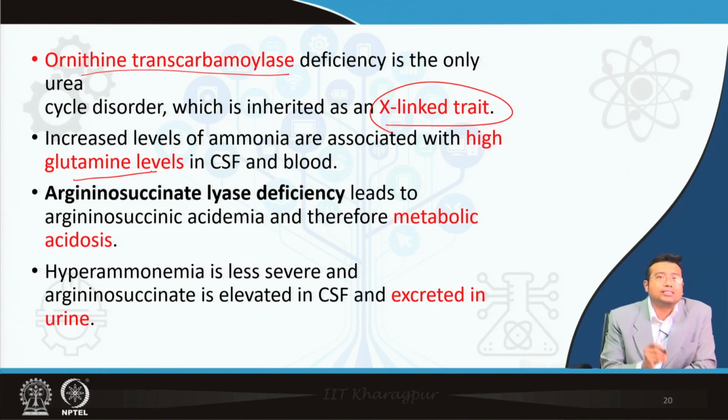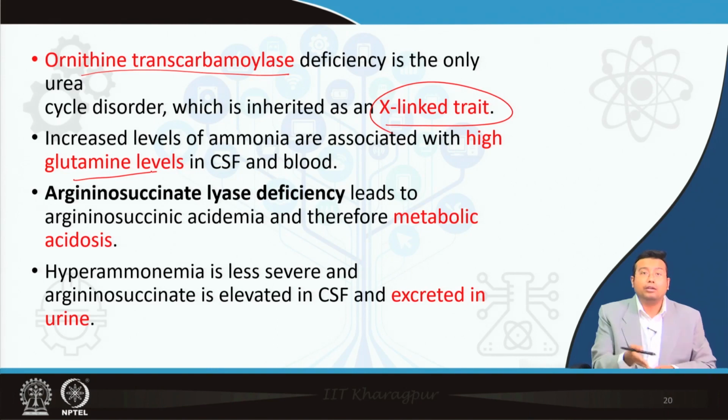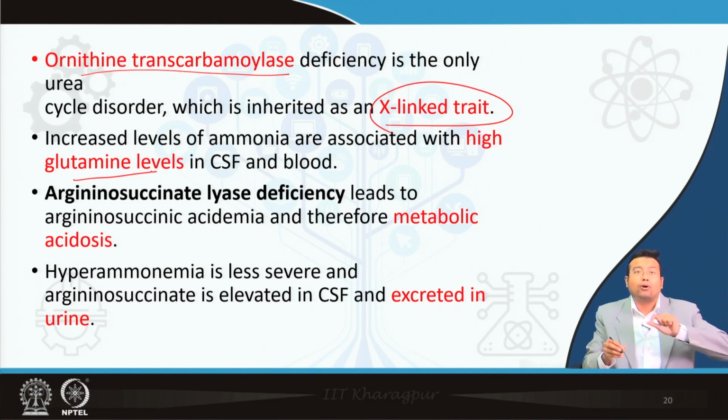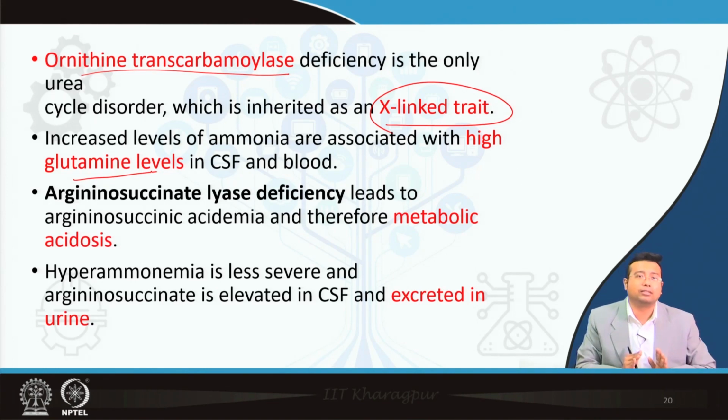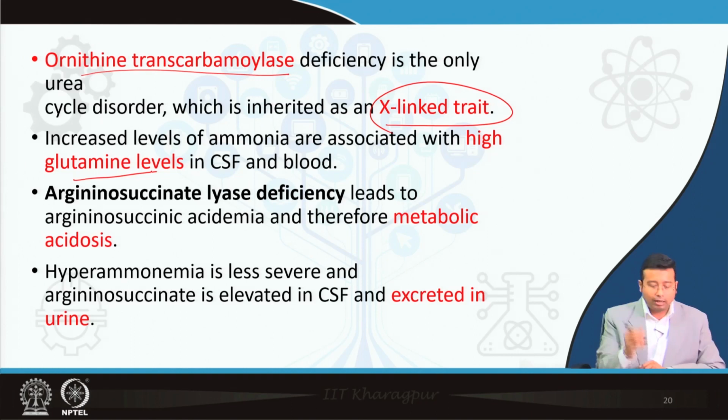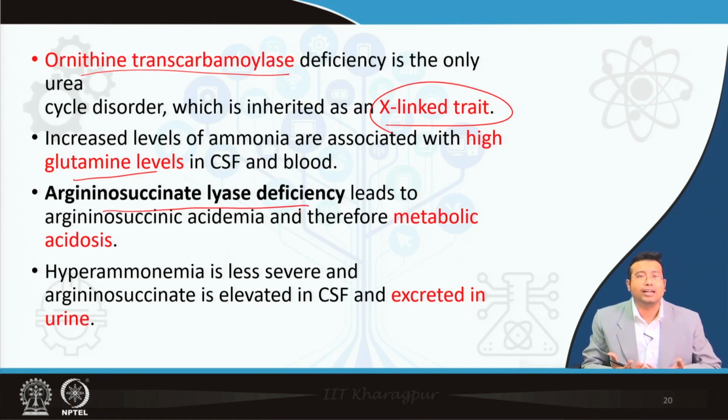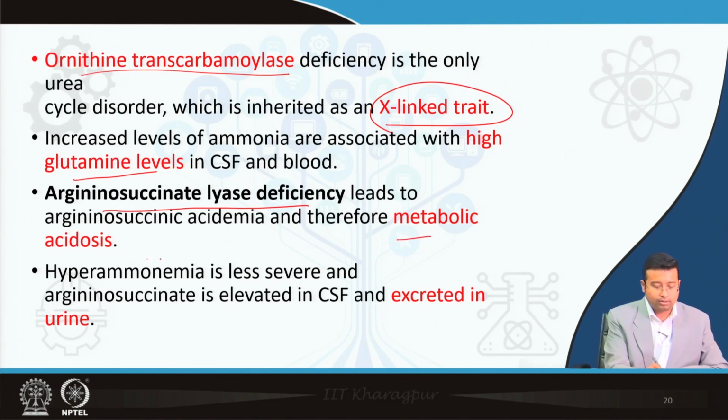Next, argininosuccinate lyase deficiency. If you want to follow these step by step, it is very important that you are also following the urea cycle that you have drawn. Then it will be very easy for you to locate the enzymes, and the product immediately before will get accumulated. This is the story of all enzyme deficiency disorders: the reactant on which the enzyme is acting will accumulate. So, whenever there is a deficiency of argininosuccinate lyase, which acts on argininosuccinate or argininosuccinic acid, argininosuccinate accumulates in the body and ultimately leads to metabolic acidosis.